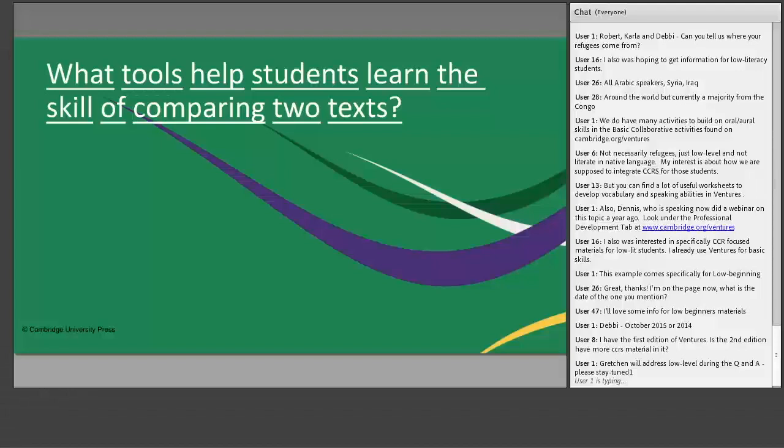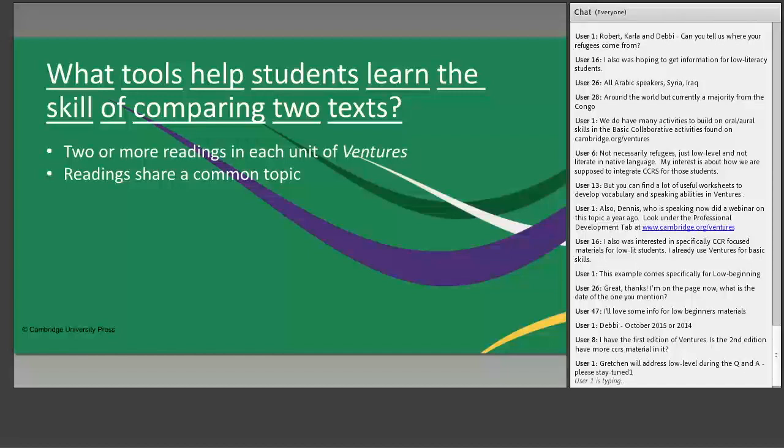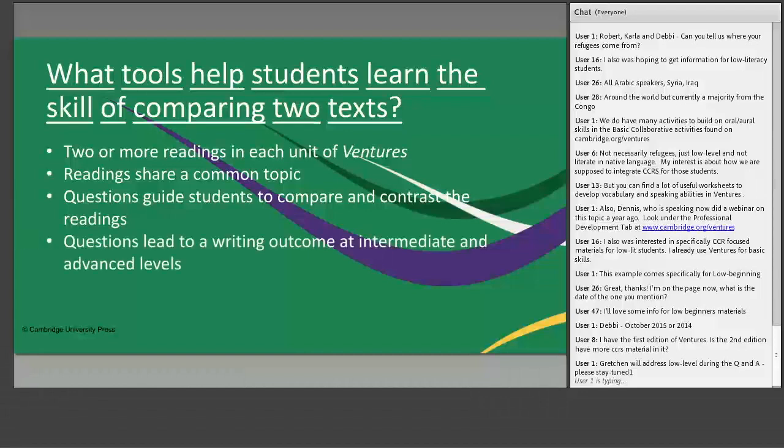To summarize, each unit in Ventures gives students the opportunity to look at 2 or more readings that share a common topic. Students are provided with questions that help them to compare and contrast the readings by looking for main ideas, key details, and important similarities and differences. At the intermediate and advanced levels, these same questions guide students to put their ideas in writing while making use of a graphic organizer to help them organize their writing.